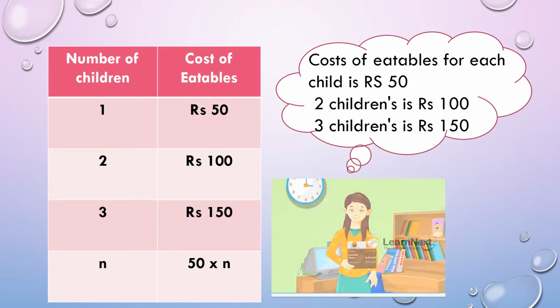We don't know how many children are attending the party, so we have to take it as n. And the total amount required for eatables will be what? It will be 50 into n. So 50 into n is an algebraic expression where 50 is a constant and n is a variable. And n represents the number of children, which is not known.